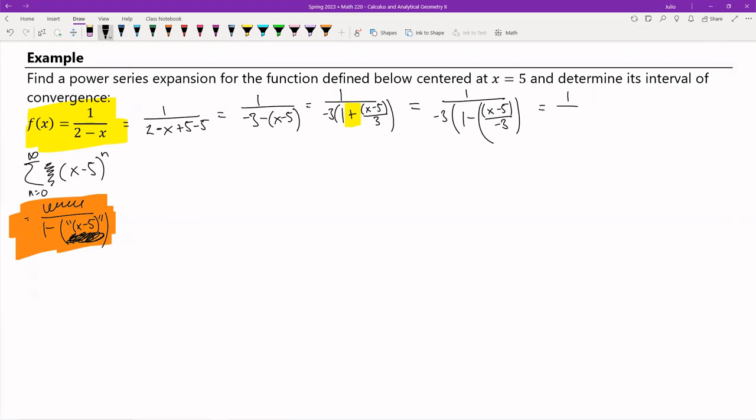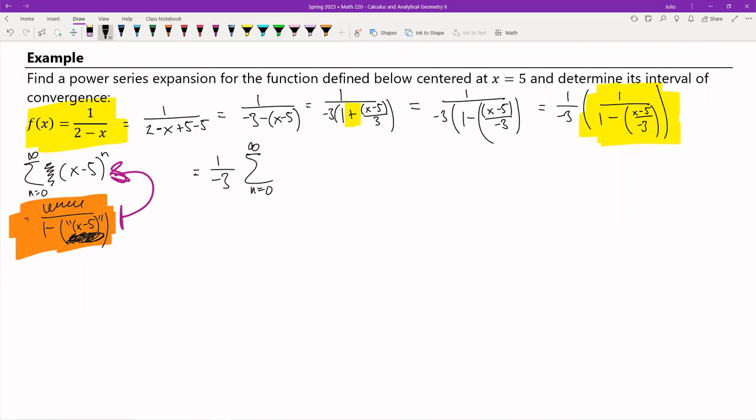Okay. And I'm going to do one more thing here. This is equal to 1 over negative 3 times 1 over 1 minus x minus 5 divided by negative 3. This piece right here is now converted into what I want. From here, I can change it into my power series, going in the backwards direction. I have this, and I can turn it into something like that, okay? The way that happens is basically the backwards argument for the geometric series that we were doing from before. 1 over negative 3, sum n equals 0 to infinity, x minus 5 over negative 3 to the n.